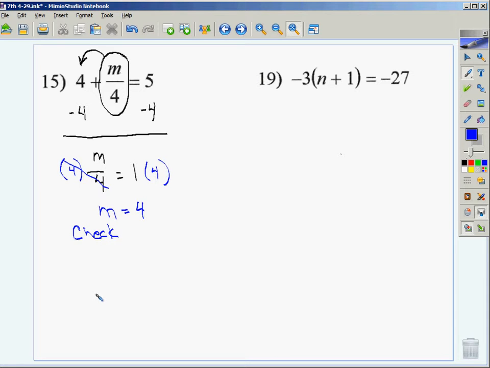And I'm going to check my work. 4 plus 4 over 4 equals 5. Well, what is 4 over 4? 1. 4 plus 1 equals 5. Obviously, that's true, so my answer checks. Everybody okay with number 15?